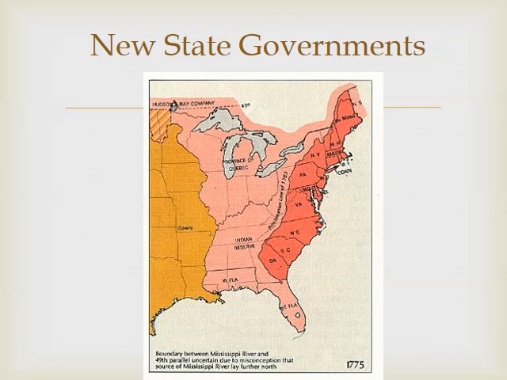So with independence, every colony had to become a state. And by 1780, all had created their own state constitutions. Every state had a republican government, meaning they had representative legislatures, and there were no hereditary positions. They put nearly all power in the hands of the state legislature, because during the colonial period, the assemblies had been their best friends.